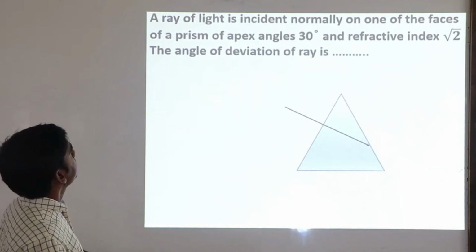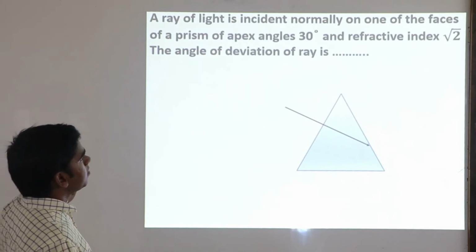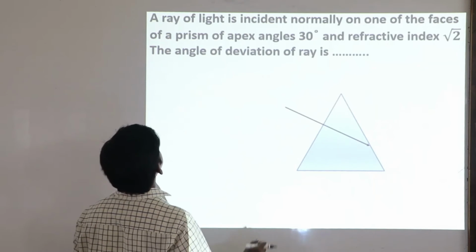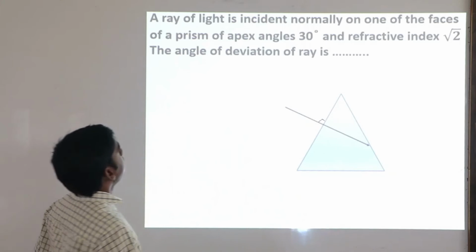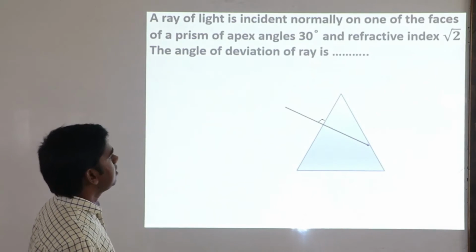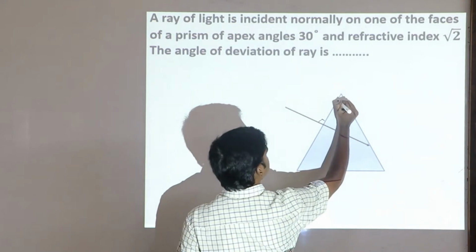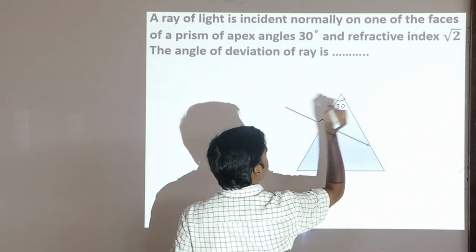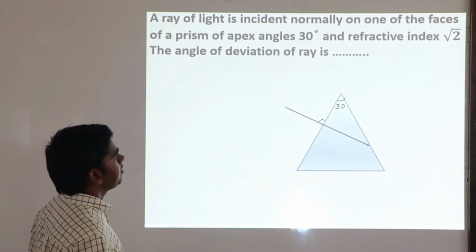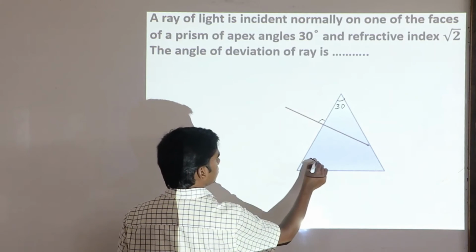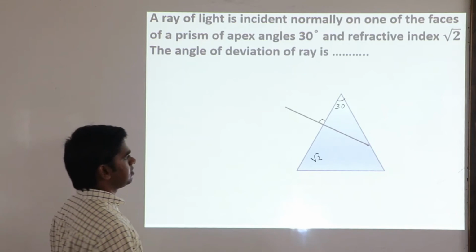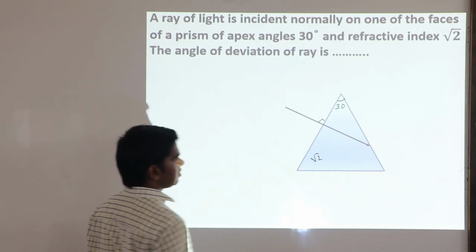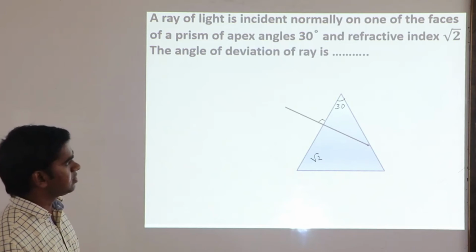So next problem. A ray of light incident normally on one of the faces of a prism. Normally means this is going to be 90 degrees. One of the faces of a prism of apex angle 30. Apex angle means angle of prism. This is 30 degrees. And the refractive index of the prism is √2. What they are asking is the angle of deviation of the rays. So after passing through the prism, what is the deviation?